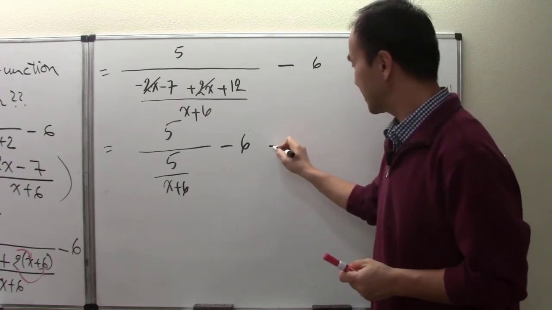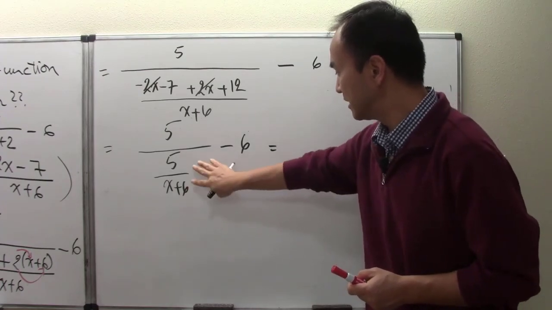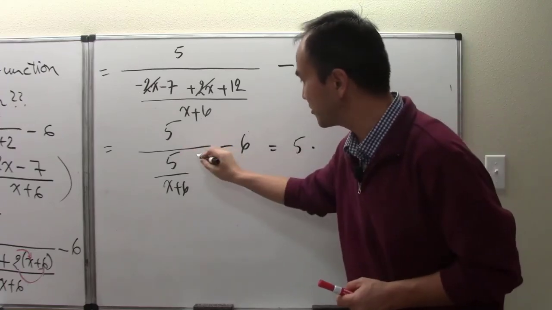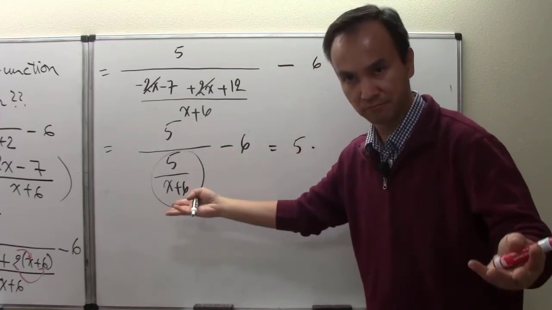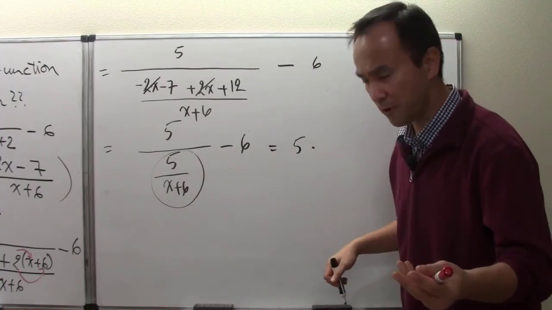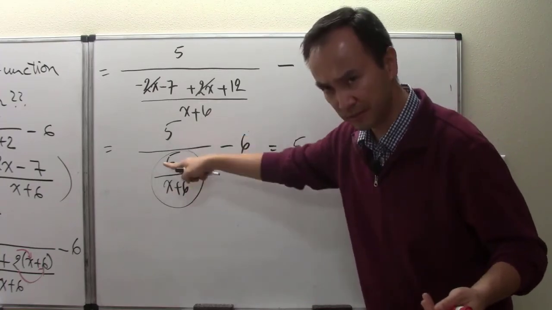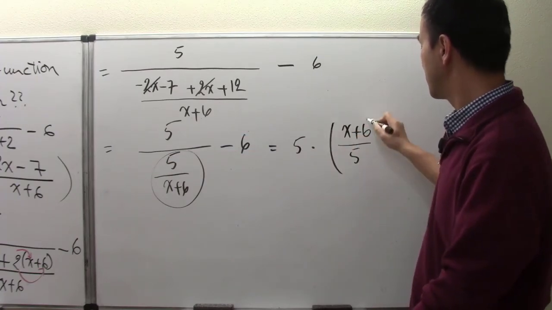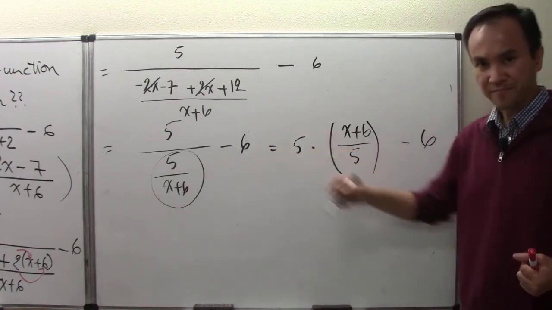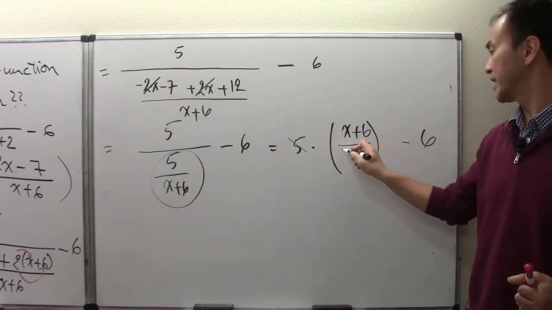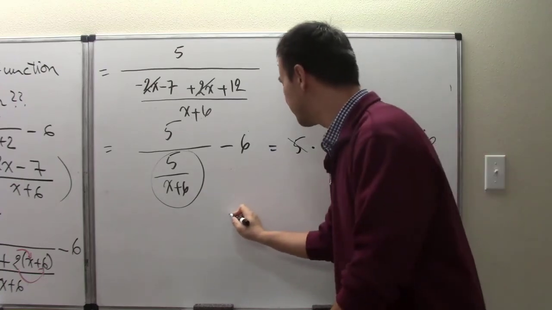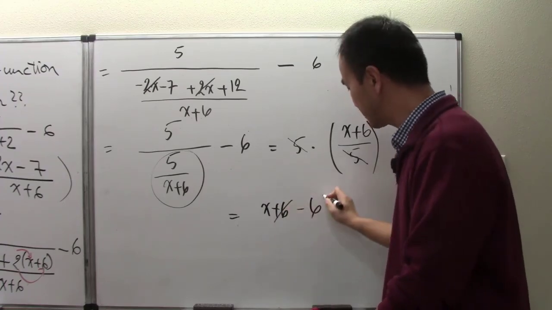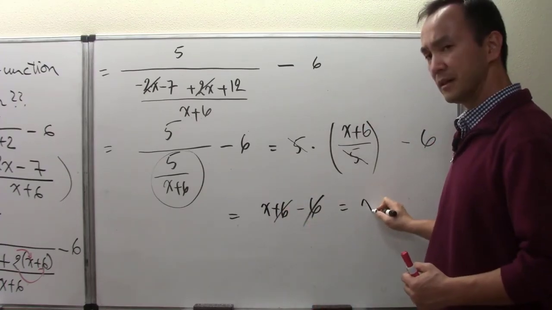And then now in the next step right here, you see, similar to the earlier work, it's 5 times, and now this fraction in the denominator we need to take as the reciprocal. So I'm going to multiply this 5 with the reciprocal of this. So it's x plus 6 over 5, and then minus the other 6 from there. And so now this 5 will cancel with that 5, and now it gives me x plus 6 minus 6. Now I'm going to cancel that 6. Now it leaves me x.